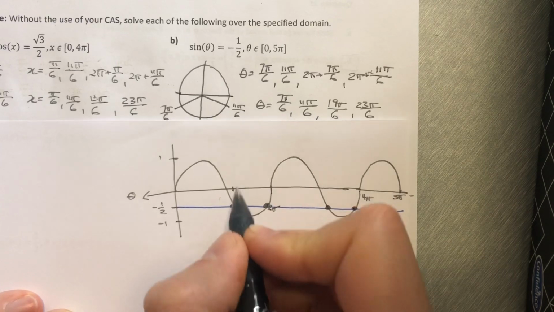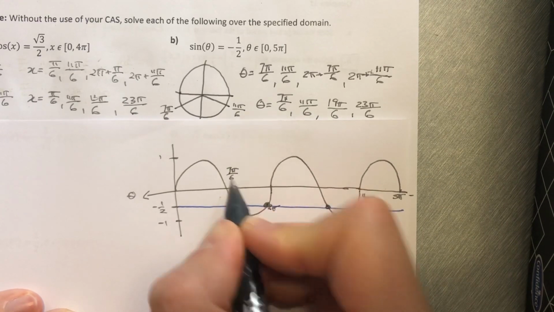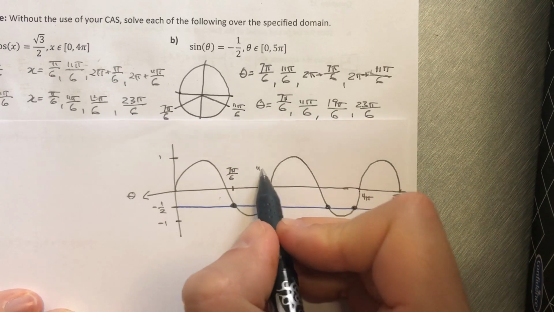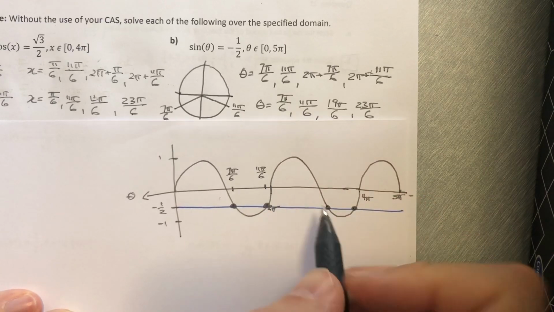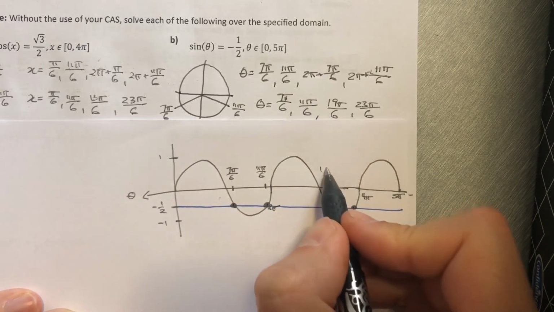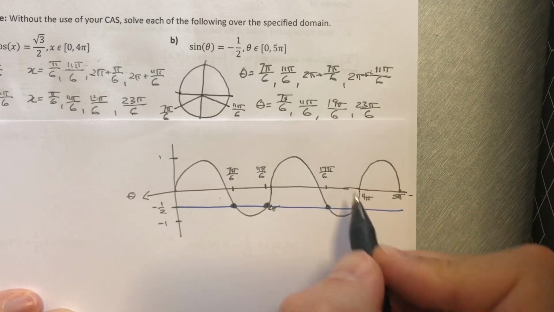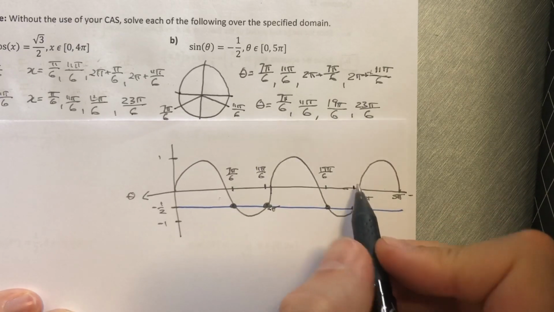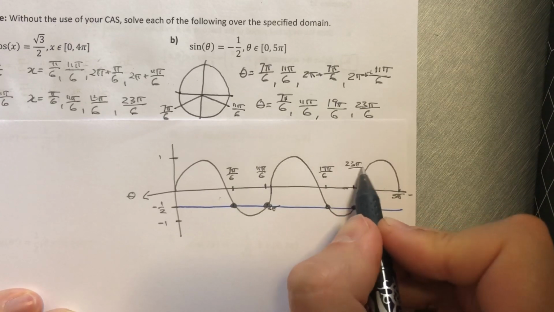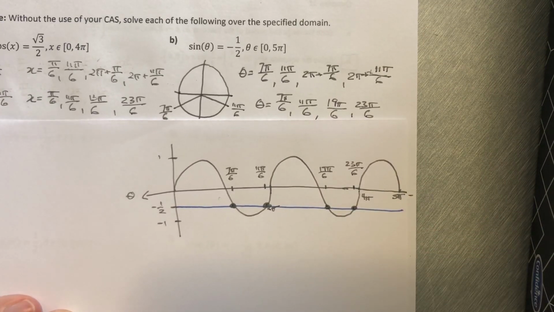So this must be 7 pi on 6. This one here must be 11 pi on 6. Our one over here is going to be 19 pi on 6. And the last one within that domain is 23 pi on 6. So you can look at it using a graph as well. That might help some of you, maybe not for others.